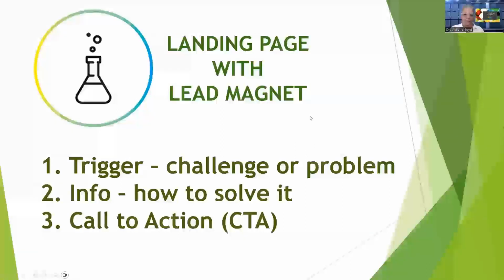Now, the landing page with the lead magnet, this is like you're in the science lab and you're creating all of these strategies. But it has three components. First, the trigger. What is the challenge or problem that they're trying to solve? That is, what were they searching for? That comes back to asking them or looking at your audience, what do they know? That goes back to understanding who your audience is. All of these, you will understand and learn what is their trigger? What challenge or problem are they looking for? That gives you the information to provide how to solve it. Now that becomes your lead magnet.